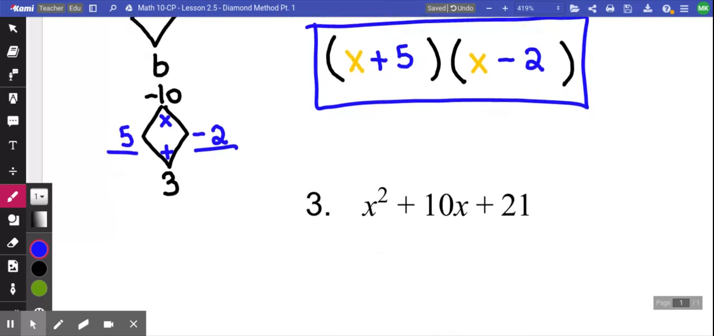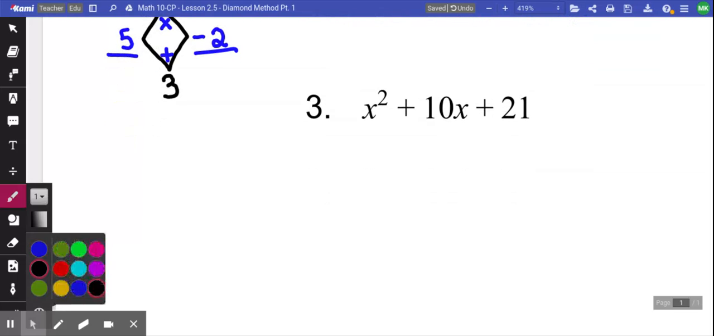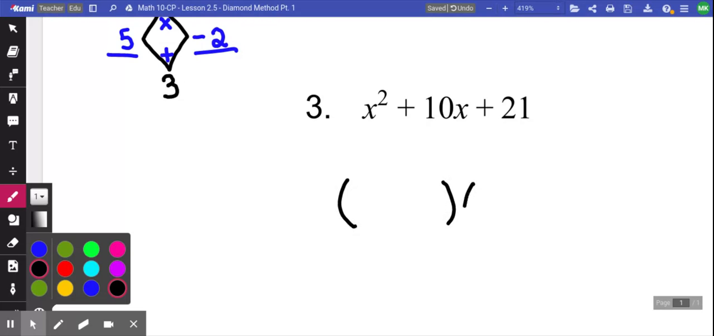All right, let's try another one. I have a trinomial. When you factor trinomials, you always get two binomials. The first term of your trinomial always comes from your first terms of your binomials. The sides come from the sides of your diamond from your diamond method.